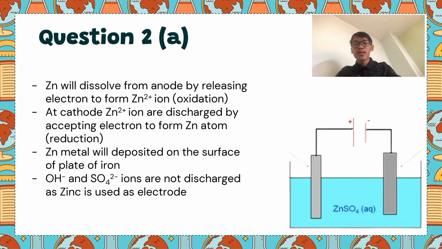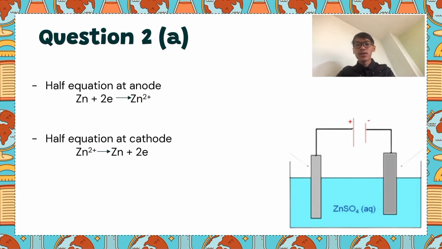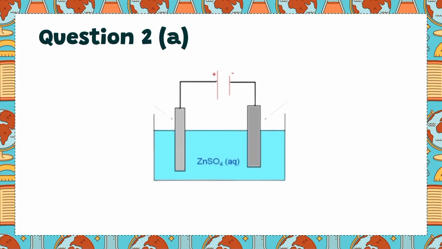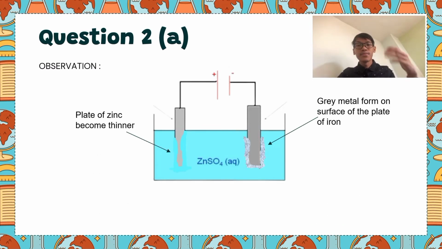Some may ask why OH- and SO4 2- will not discharge at the anode. This is because zinc is used as the electrode for this experiment. These are the half equations which happen during this experiment: at the anode, zinc will form Zn2+ plus 2 electrons, while at the cathode, Zn2+ plus 2 electrons will form a zinc atom. In this experiment, we can see that the plate of zinc will become thinner and thinner, while the plate of iron will have shiny metal deposited on it.